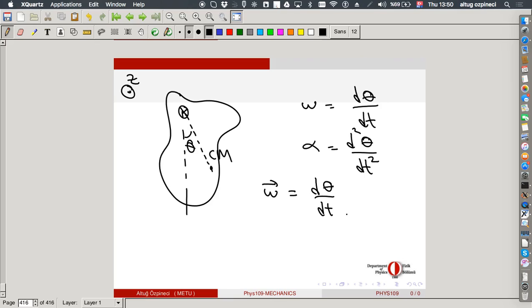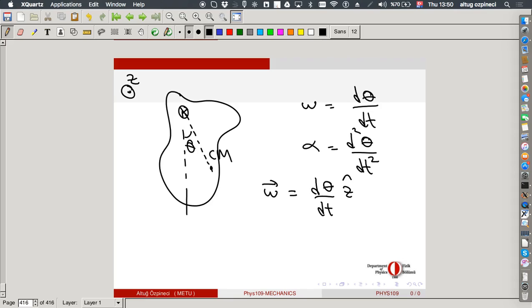Positive z. What if it's rotating in the other sense, in the other direction? So is this definition always true, or should I add a minus sign if the d theta by dt is negative? Well, this is always true whether theta is positive or negative. There are basically two possible signs of d theta by dt.